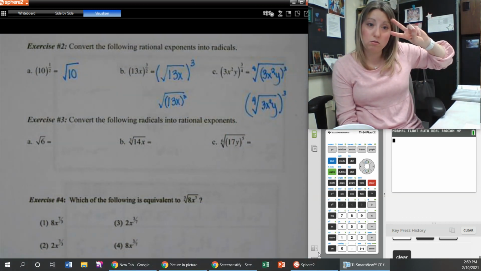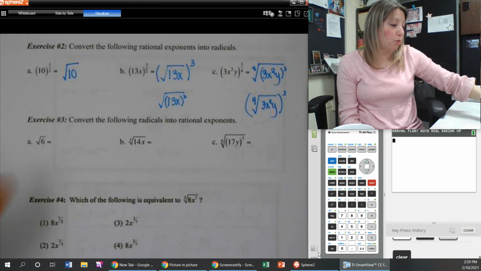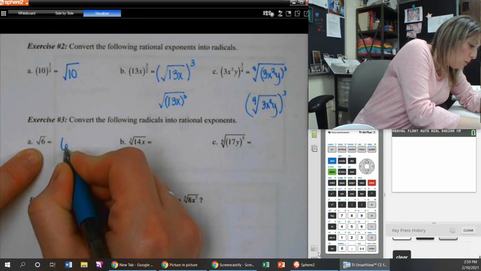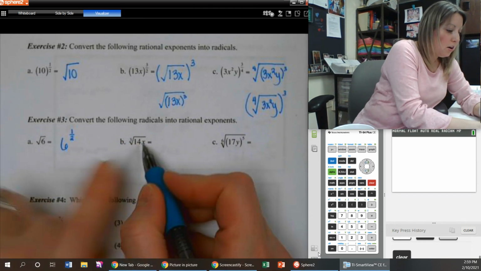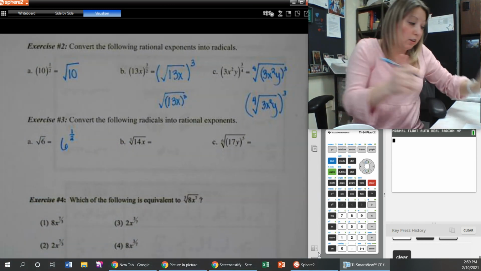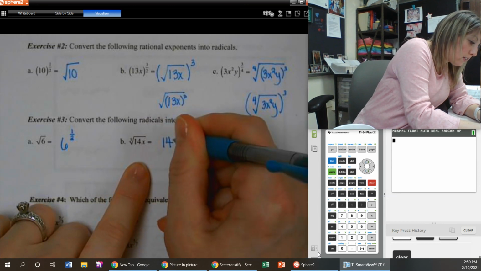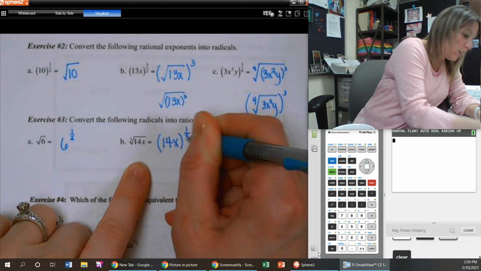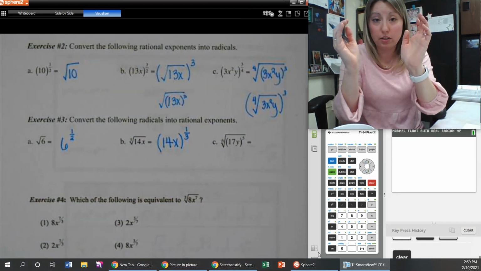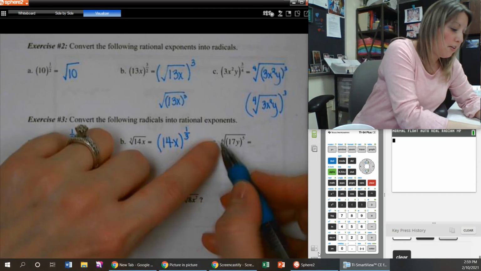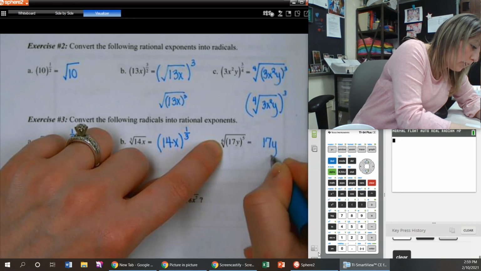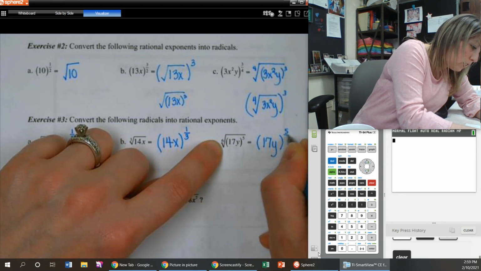Either of those works. Now what we're going to do is convert the radicals into fractional exponents. So a square root is a 1/2 power. Notice 14x isn't being raised to a power. So that means there's a 1 that's going to be your numerator. So 14x is being raised to the 1/3 power there. The whole thing is being raised to the 5th, so that's going to be our numerator. And the root outside, the index, is 6. So this is going to be 17y raised to the 5/6 power.